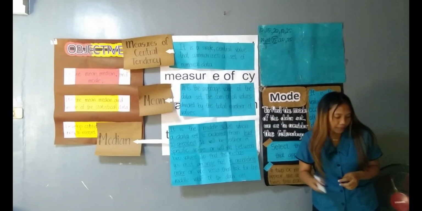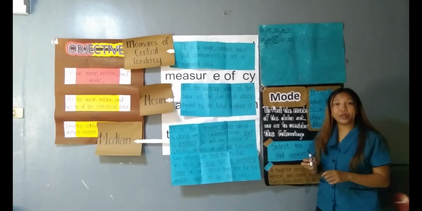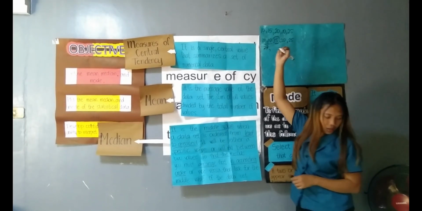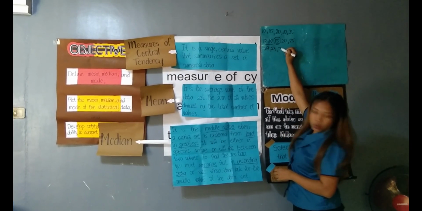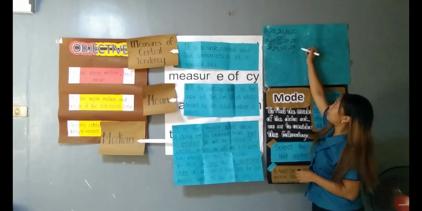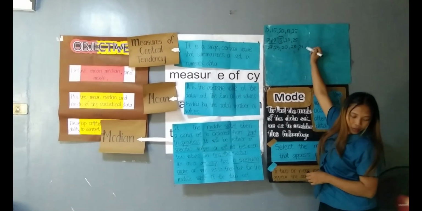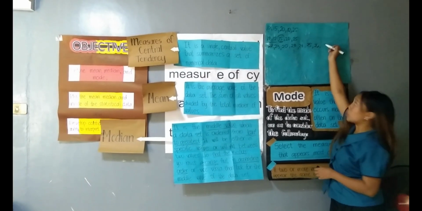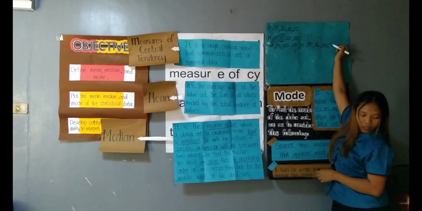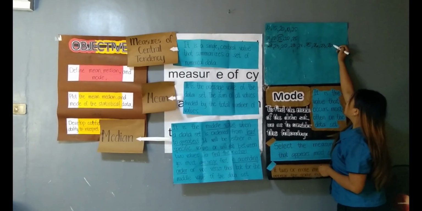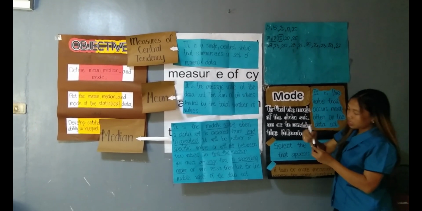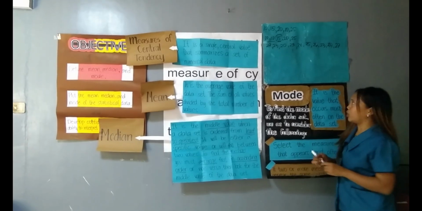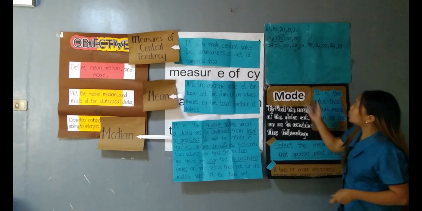So, next example. The scores of 10 students in their pretest and post-test are 22, 23, 20, 23, 24, 25, 26, 23, 24, and 27. So, in this data, i-arrange na nato siya in ascending order. So, 20.